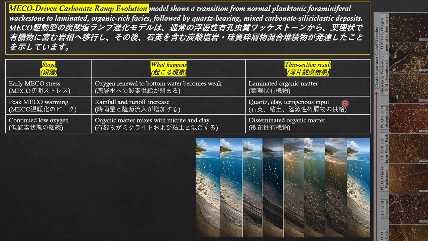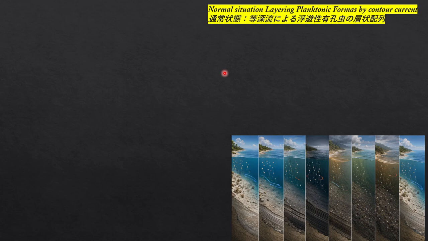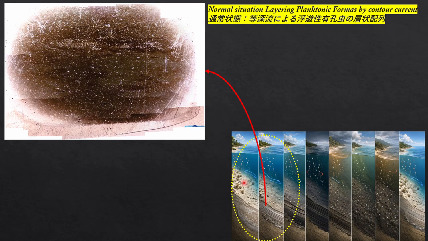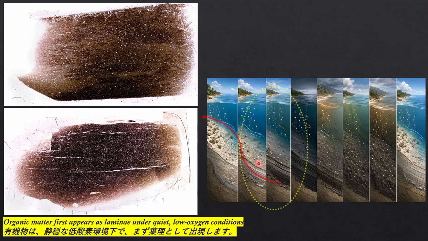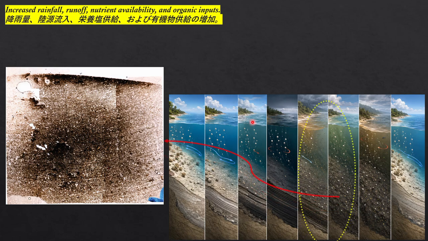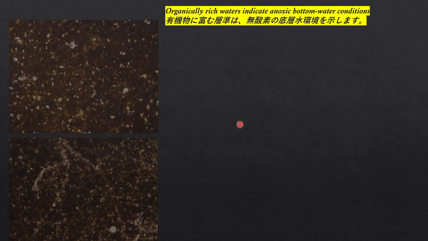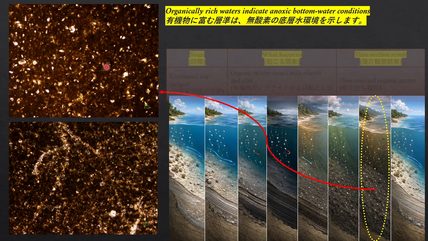Whenever I see the laminated organic matter, it's like the early MECO stress. Then if you see the disseminated, it is like the peak of the MECO interval stresses. So firstly the laminated organic matter is the normal kind of setting. Oxygen renewal to bottom water becomes a little bit weaker, then starts weakening. After that the lamination increases and the organic matter is laminated. Then the disseminated organic matter increases. Then we have more disseminated or pyrite-rich crust coming.